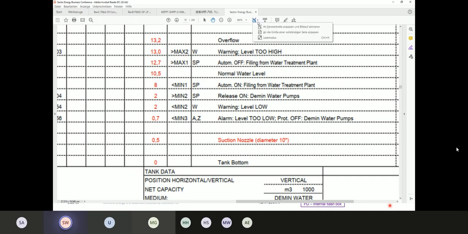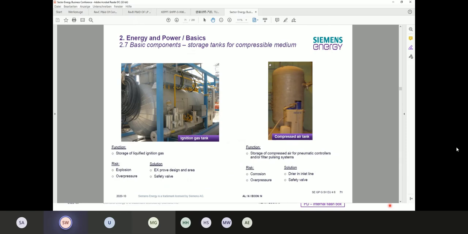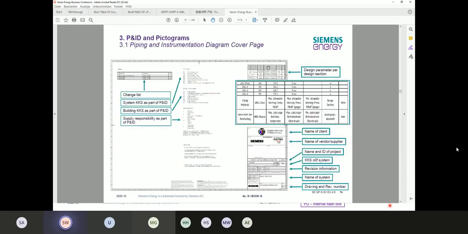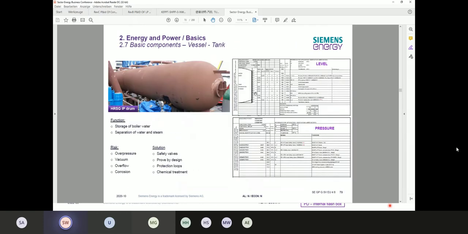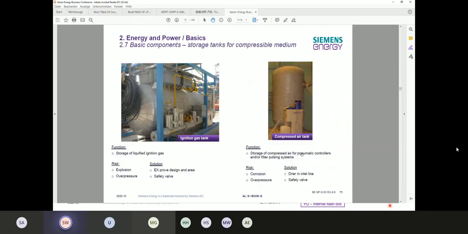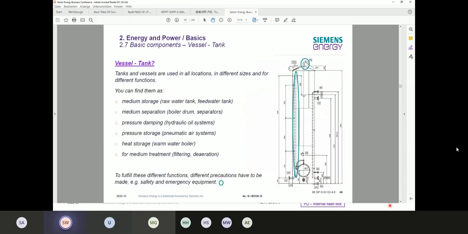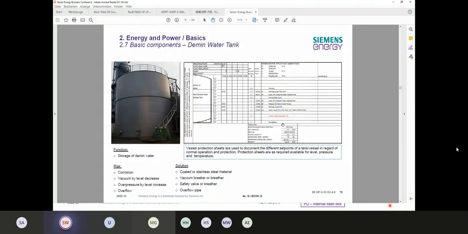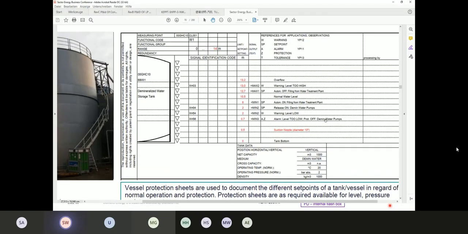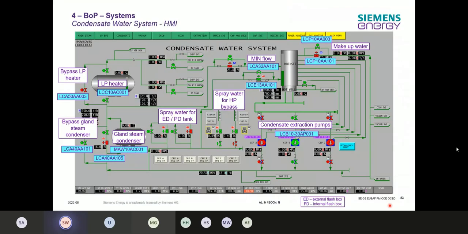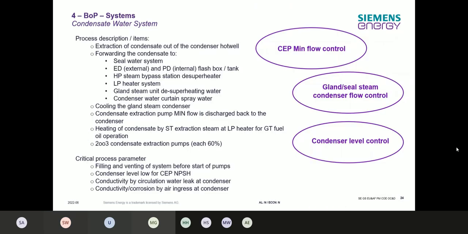So this is an example, let's say, out of the fundamentals training. And I think there was also for the drums, you have it, level, pressure, and then normally also for the condenser. So something like this, I say, should be somewhere in. So this value should be somewhere in. So that's for the level.